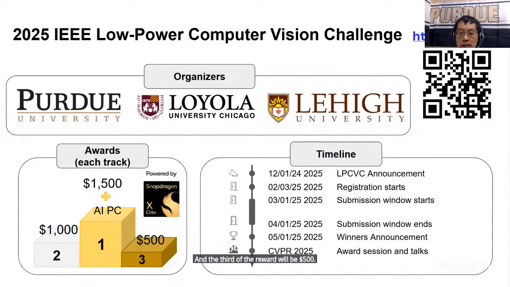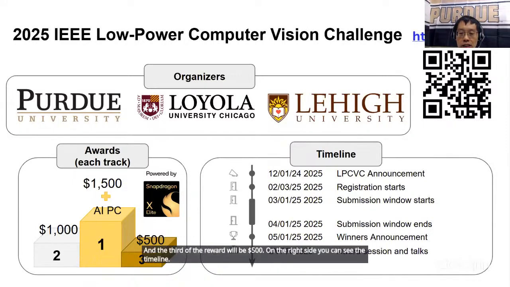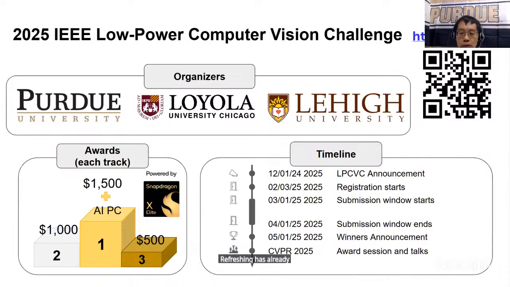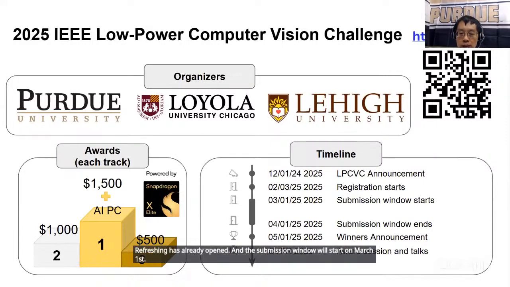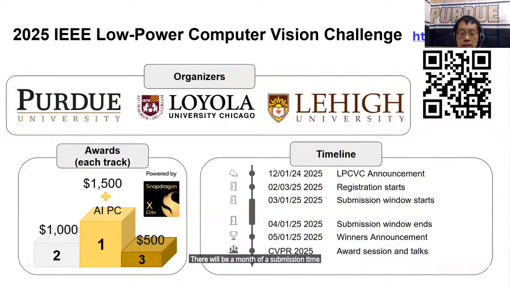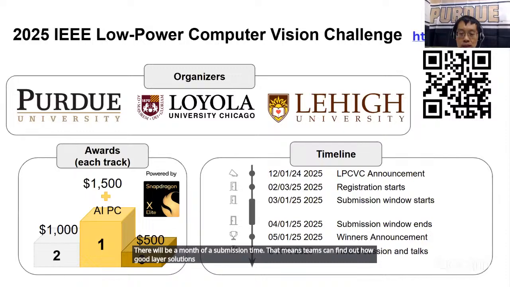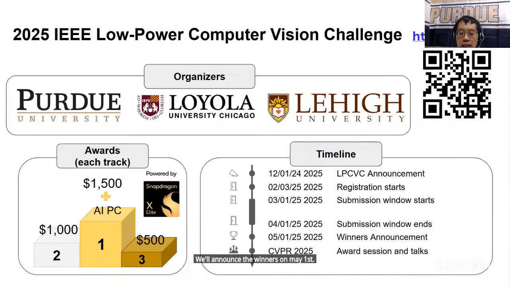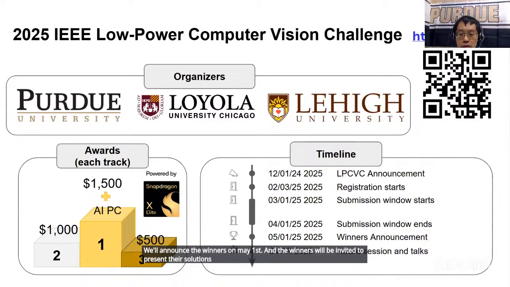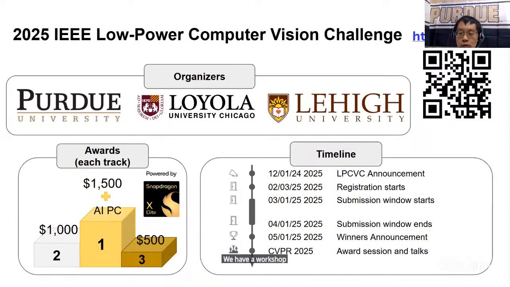The second award will be $1,000, and the third award will be $500. On the right side, you can see the timeline. Registration has already opened, and the submission window will start on March 1st. There will be a month of submission time. That means teams can find out how good their solutions are, make some improvement, and submit again. We'll announce the winners on May 1st, and the winners will be invited to present their solutions at this year's CVPR in June. We already have a workshop prepared for the winners to present their solutions.